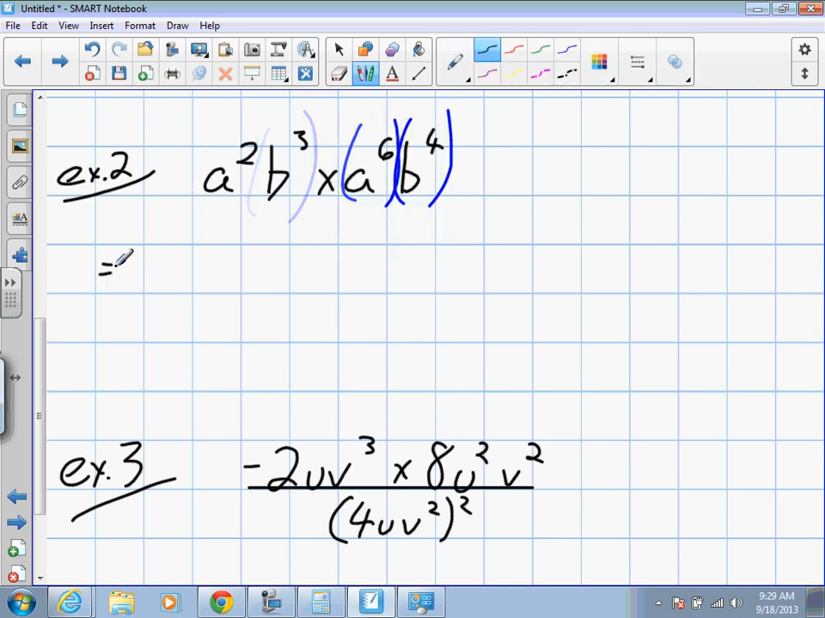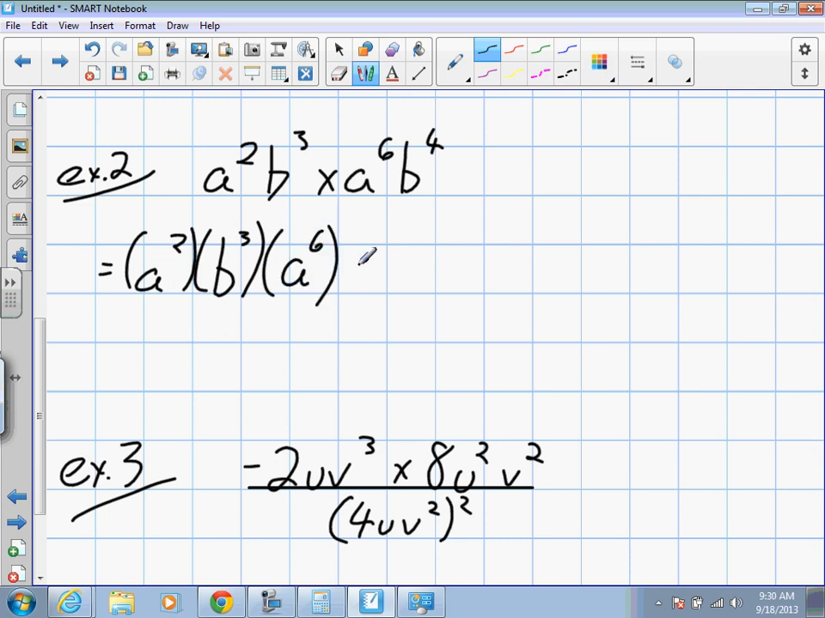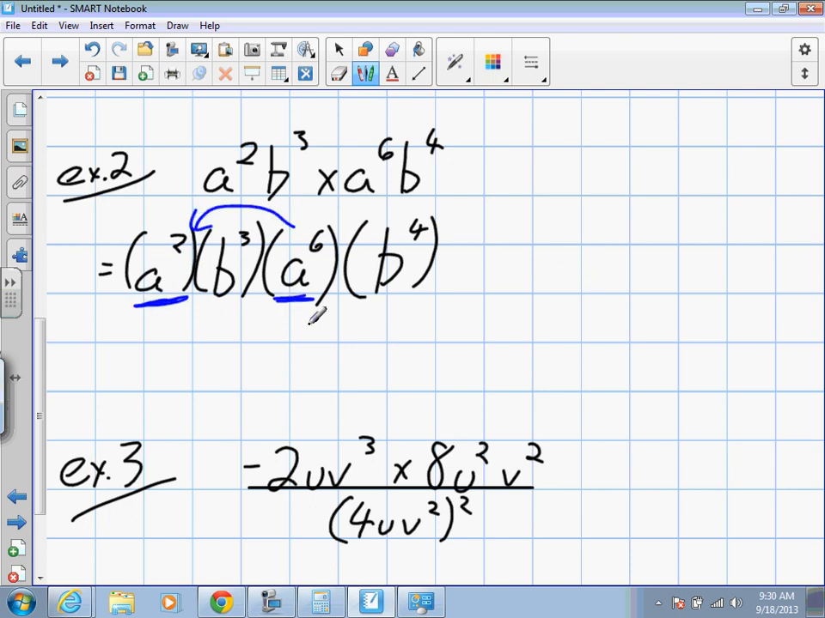This may or may not help your clarification, but a squared in brackets times b cubed times again a to the power of 6 times b to the power of 4. This is the exact same thing as it says up here. But now I know that I'm multiplying all four of these. And because we can multiply in any order, I'm going to put my variables that have the same base beside each other so they're simpler to look at. So I'm going to move the a squared and the a to the power of 6 beside each other, and the b cubed and the b to the power of 4 beside each other. It'll still be the exact same question like we said before.